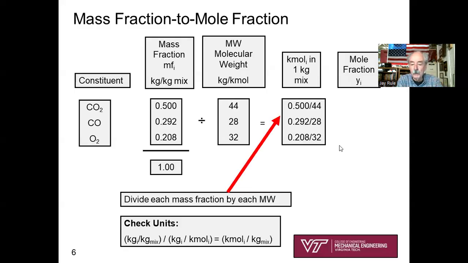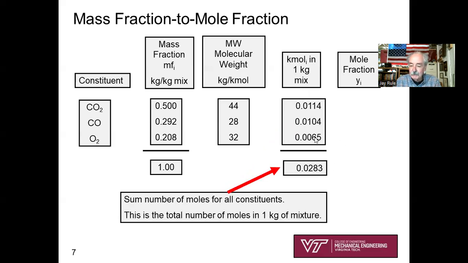The kilomoles in 1 kilogram of mixture. So to get your units straight, kilograms per kilogram of mixture divided by kilograms per kilomole, you can see that's why you've got to divide this number by 44, this number by 28, and this number by 32 to get your units straight. Kilomoles in 1 kilogram of mixture. So we've got 0.5 divided by 44, 0.292 divided by 28, 0.208 divided by 32 to get kilomoles in 1 kilogram of mixture. All right, so we'll do the math.